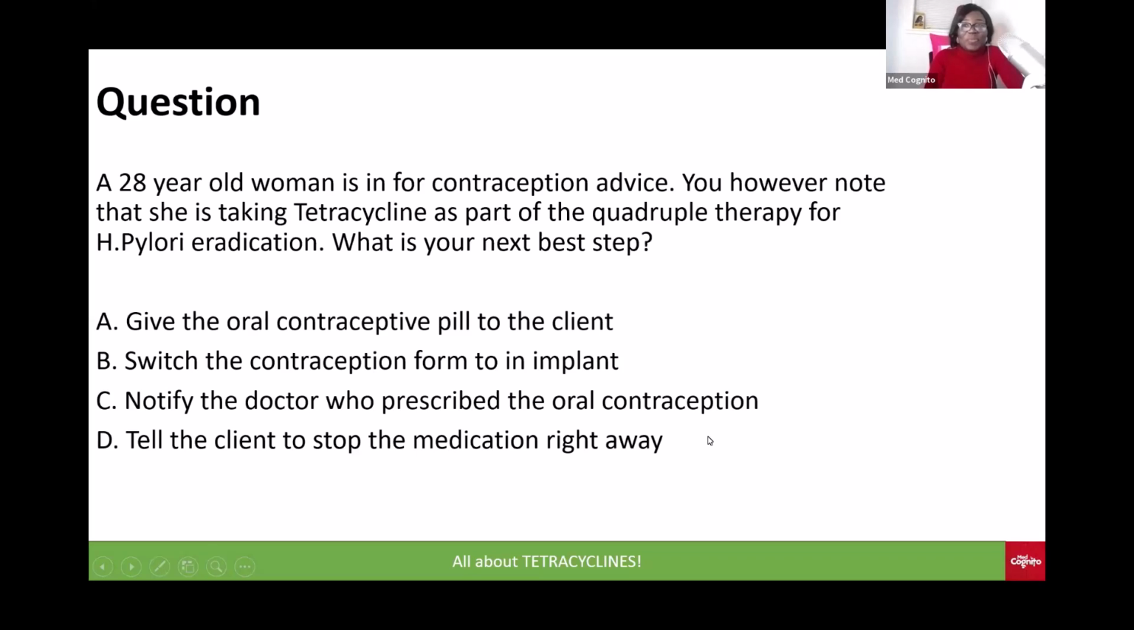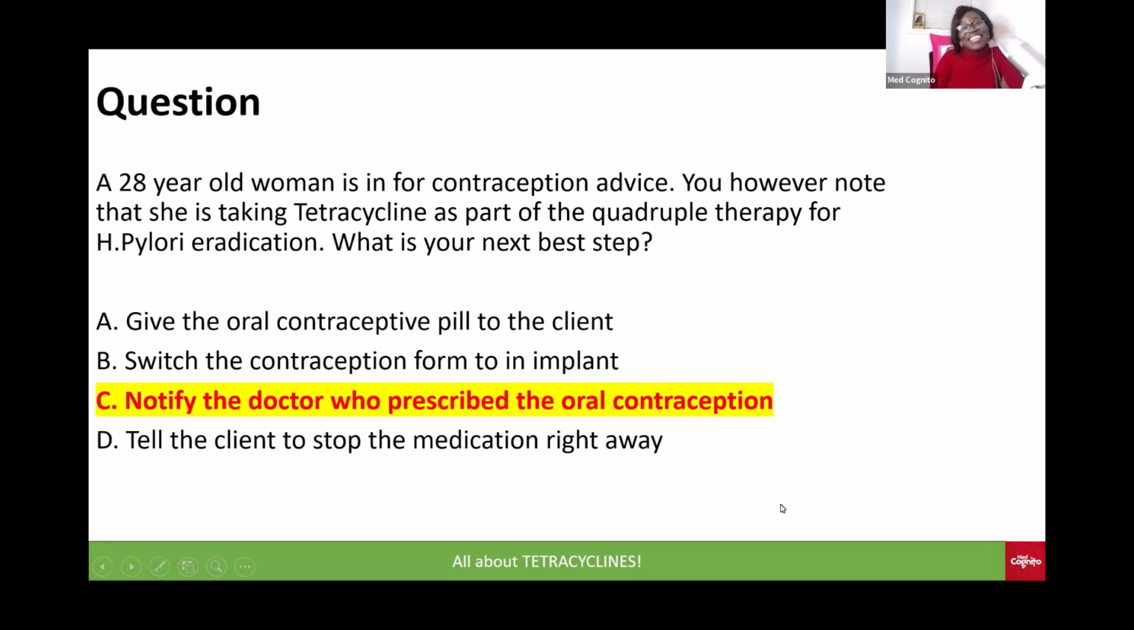All right, so what will be the best choice? So I have B. I need more answers. B, I'm only getting B. I've got C from Prince. Okay, C from Randy. B from Prince. B from Yetunde. Okay, let's take a look. So the answer is C. Notify the doctor who prescribed the oral contraception.